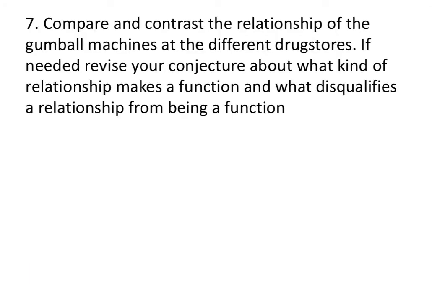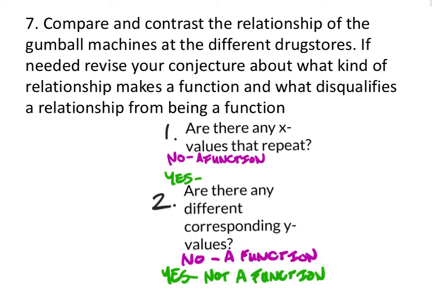All right, compare and contrast the relationship of the gumball machines at the different drugstores. If needed, revise your conjecture about what kind of relationship makes a function, what disqualifies a relationship from being a function. Yeah, so again, in the table, we're just looking for the x values to repeat. If they don't, it's a function. If they do, then we go to the second question.